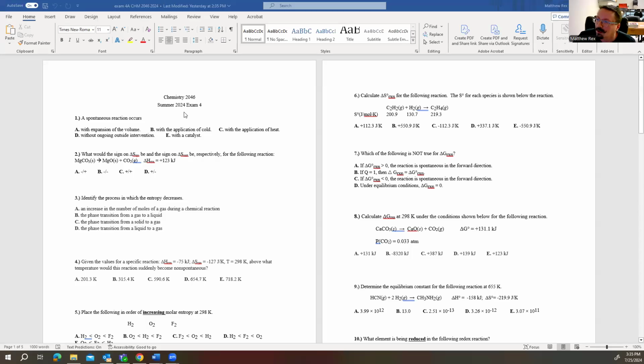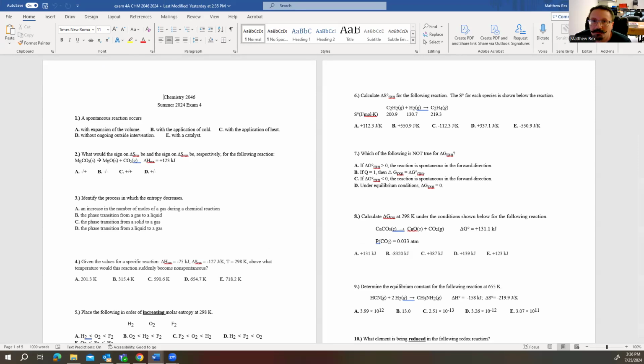All right, we're going to go over the exam. Exam 4. We've got question 1. A spontaneous reaction occurs, like it says, simplest one here, without ongoing outside intervention. So we just have this reaction or the reactants there. A spontaneous reaction should just occur by itself. We shouldn't have to add anything to it.